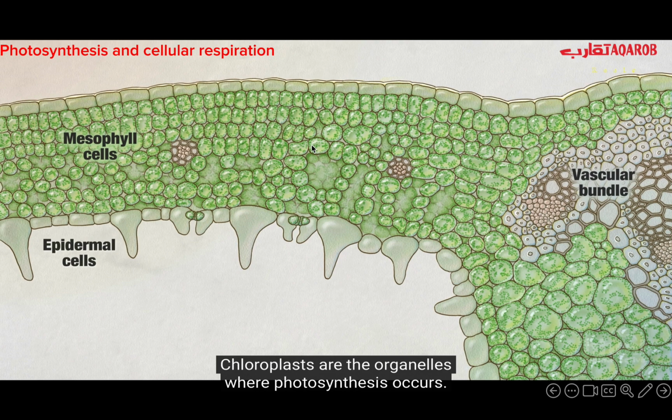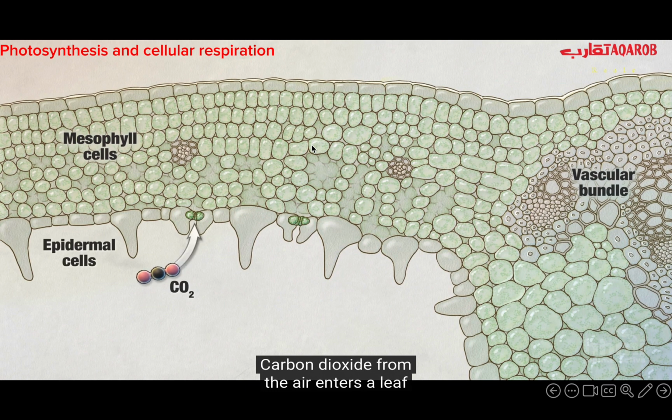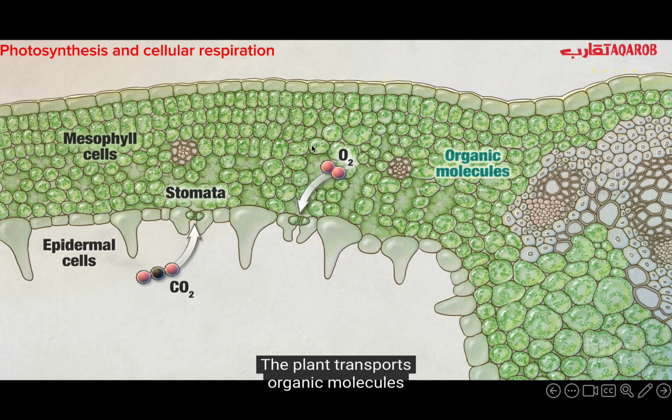Carbon dioxide from the air enters a leaf through small pores called stomata on the outer cell layer. Oxygen formed during photosynthesis also exits the plant through the stomata. The plant transports organic molecules produced in its leaf cells to other cells via the plumbing system, found in vascular bundles.